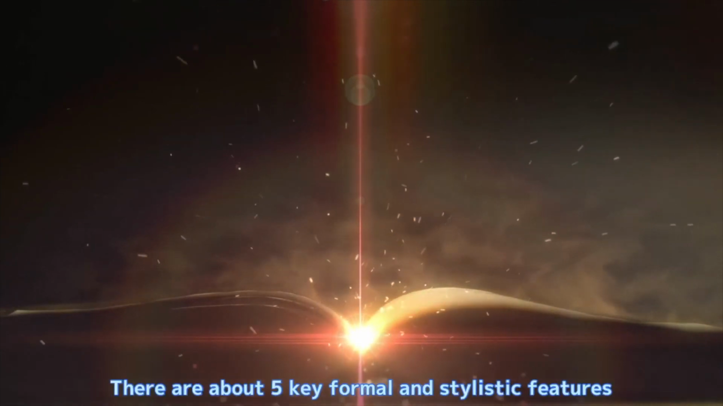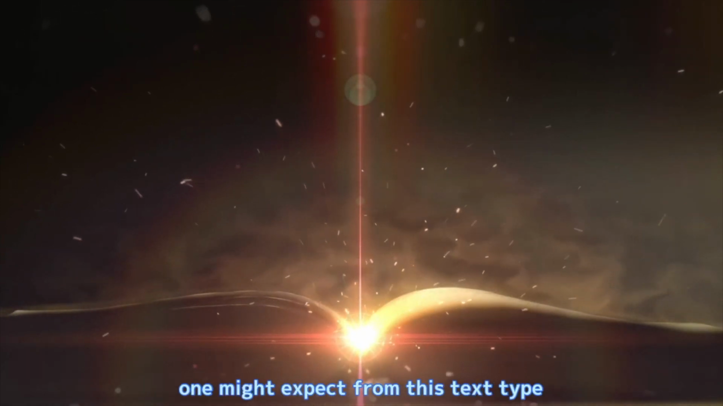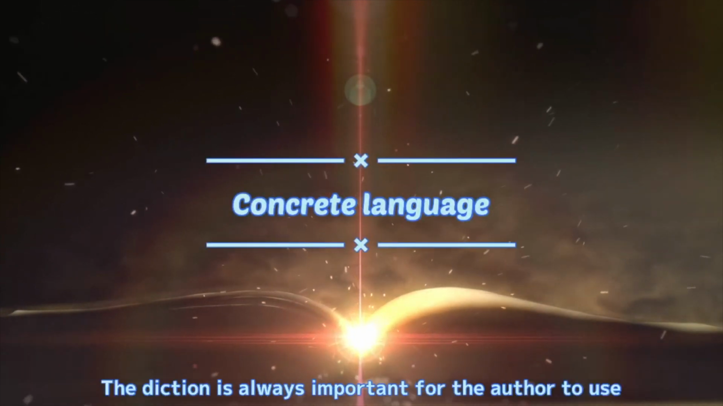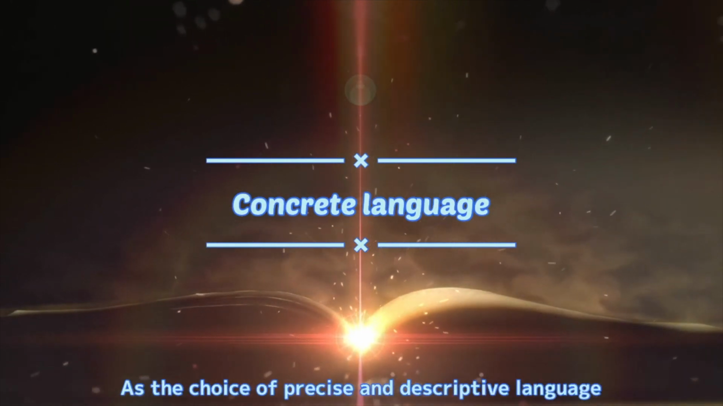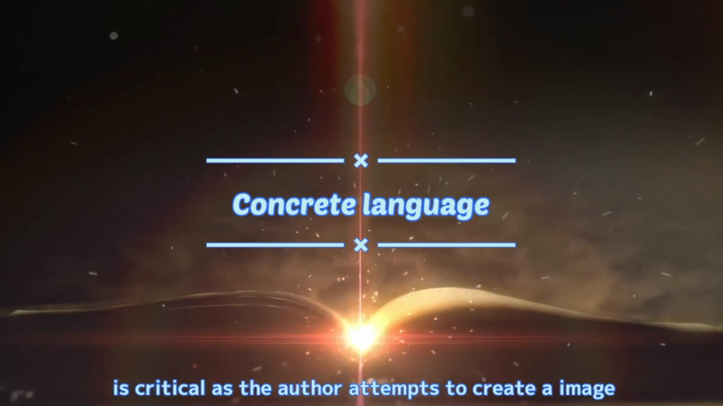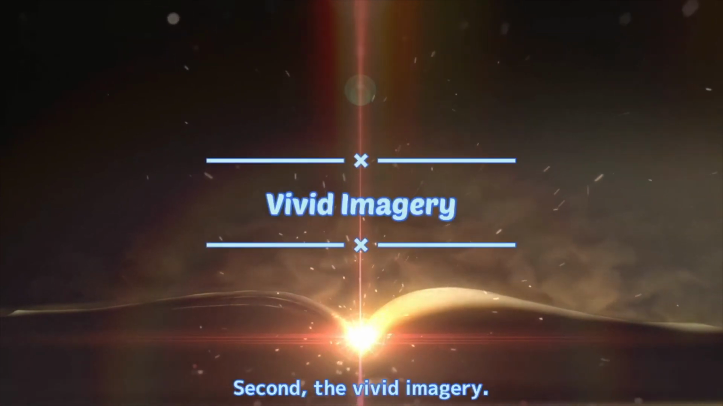There are about 5 key formal and stylistic features one might expect from this text type. First is concrete language. The diction is always important for the author to use, as the choice of precise and descriptive language is critical as the author attempts to create an image or scene in the reader's mind. The second is the vivid imagery.